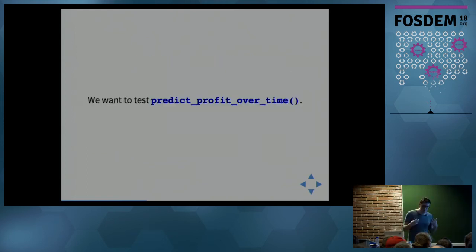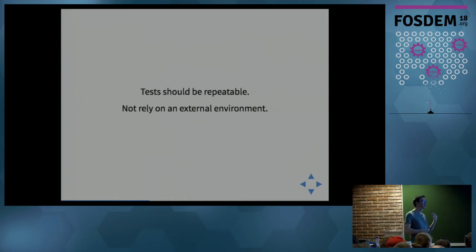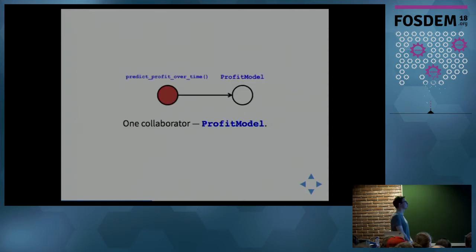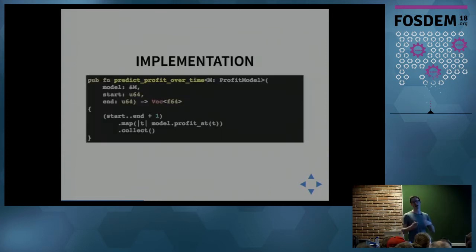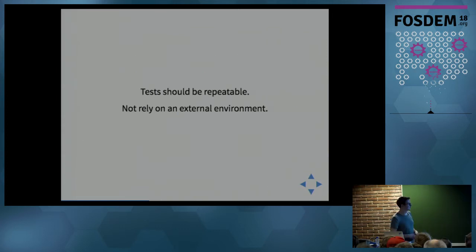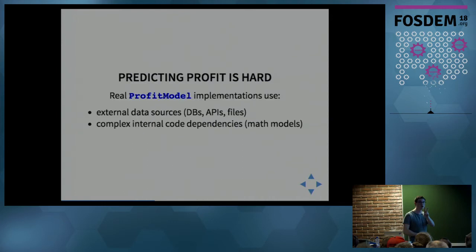So recall that our test should be repeatable and not rely on an external environment. However, this is very challenging in this case because a profit model is a very complex beast. Predicting profit is really hard. So real implementations actually use a lot of different data sources and a lot of very complex mathematical models. So if you just want to test this simple basic code here, you probably don't want to have this ginormous setup of extremely complex proprietary code. So we mock it. And in Rust, we do this with two macros.